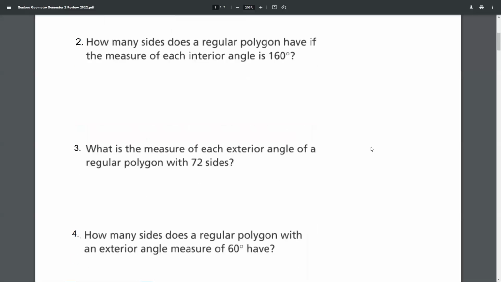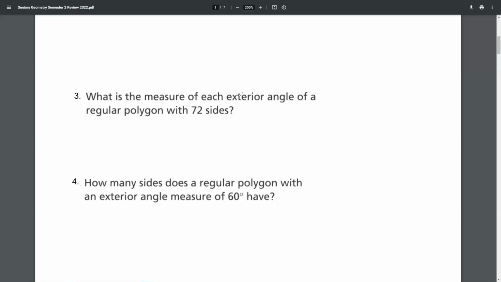All right, number 3. What is the measure of each exterior angle of a regular polygon with 72 sides? So 72 sides, that means n is going to equal 72. We're looking for the measure of each exterior angle. The formula for that is 360 divided by n. So we're going to do 360 divided by 72, which I believe is 5. Yes, it is. So 5 degrees. If a polygon has 72 sides, each exterior angle is going to be 5 degrees.